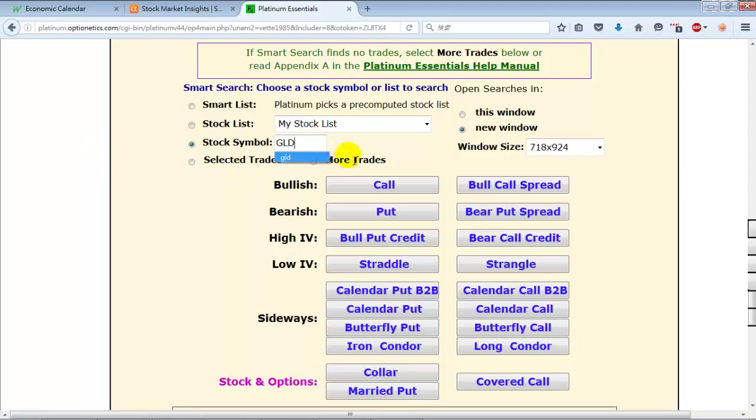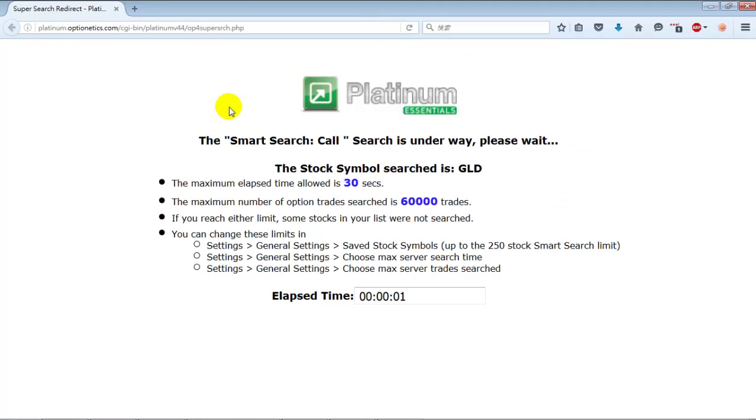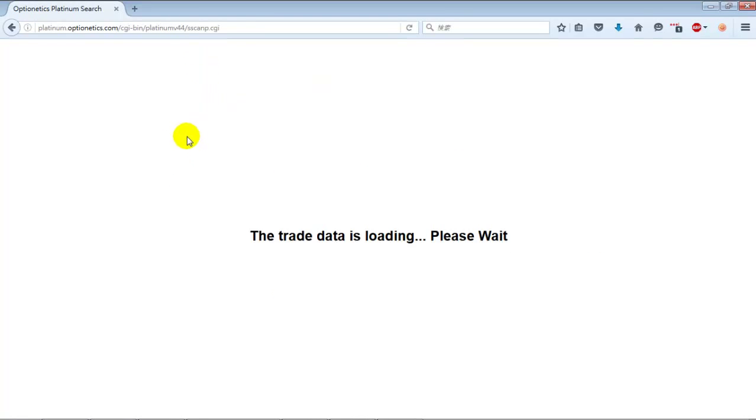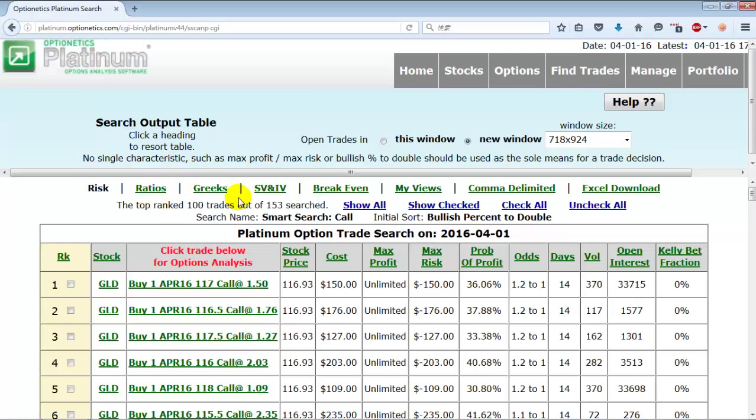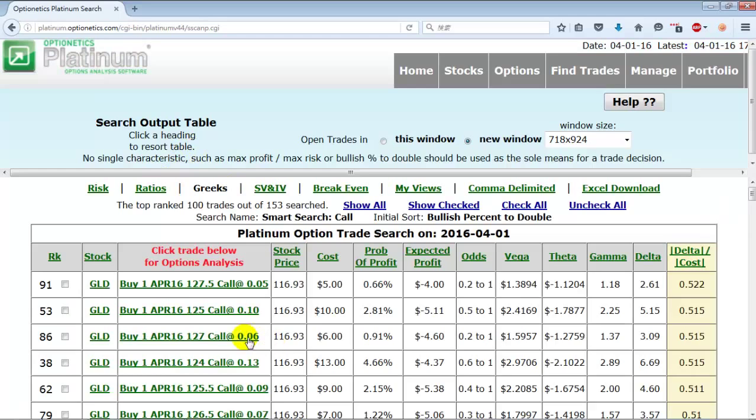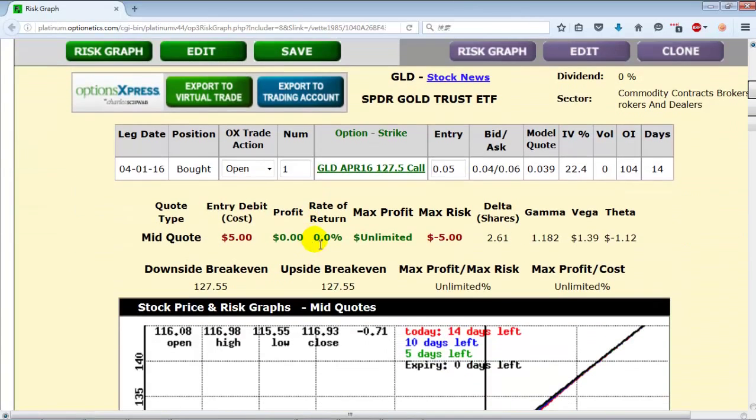Type in gold, hit call, and what we'll see is a bunch of ratios, and we can actually arrange all of the calls by delta divided by cost. So I'm going to look at that, Greeks, delta divided by cost, and here you go. Usually your best delta divided by cost options are very cheap and out of the money. But I've done these before, and they work out as long as you buy enough deltas to where you're getting 100. So you would have to buy 50 of these, which would equal 50 times $5. So you're spending 250 bucks to get 100 shares of gold, or at least the equivalent of that.